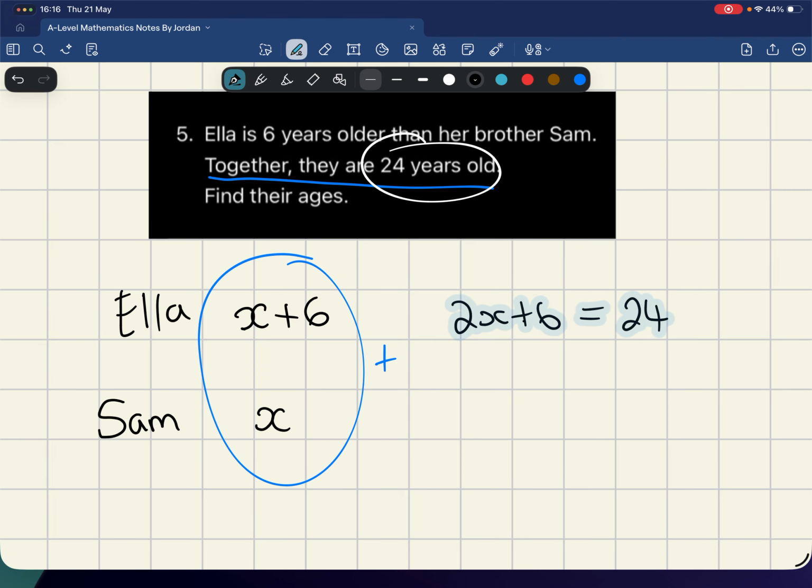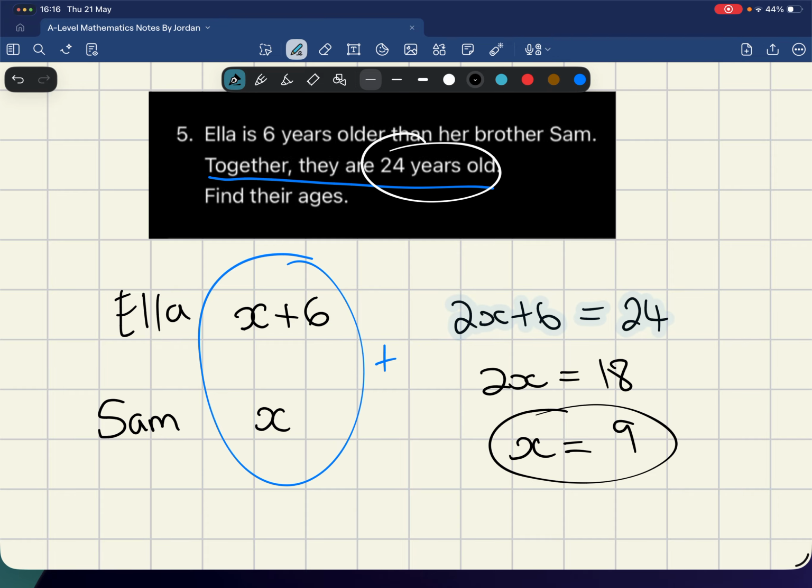Here we have a plus 6 on the left hand side, so the opposite of adding 6 is to subtract 6. So if we subtract 6 from each side of the equation, we get that 2x equals 18. Now to go from 2x to x, we just need to divide both sides of this by 2, which gives me that x equals 9.